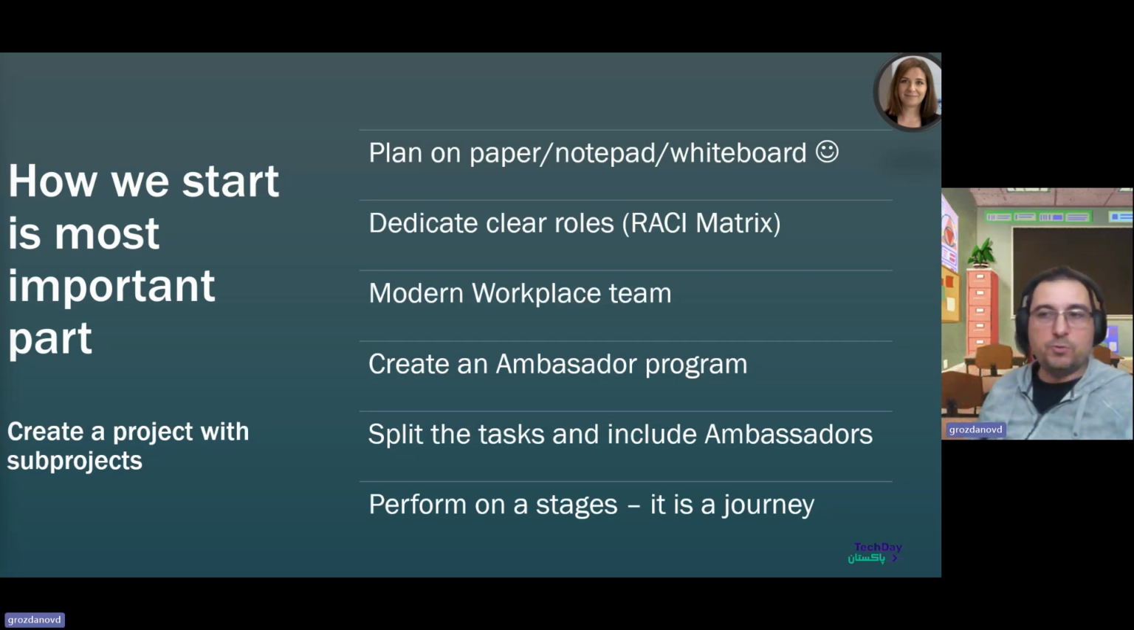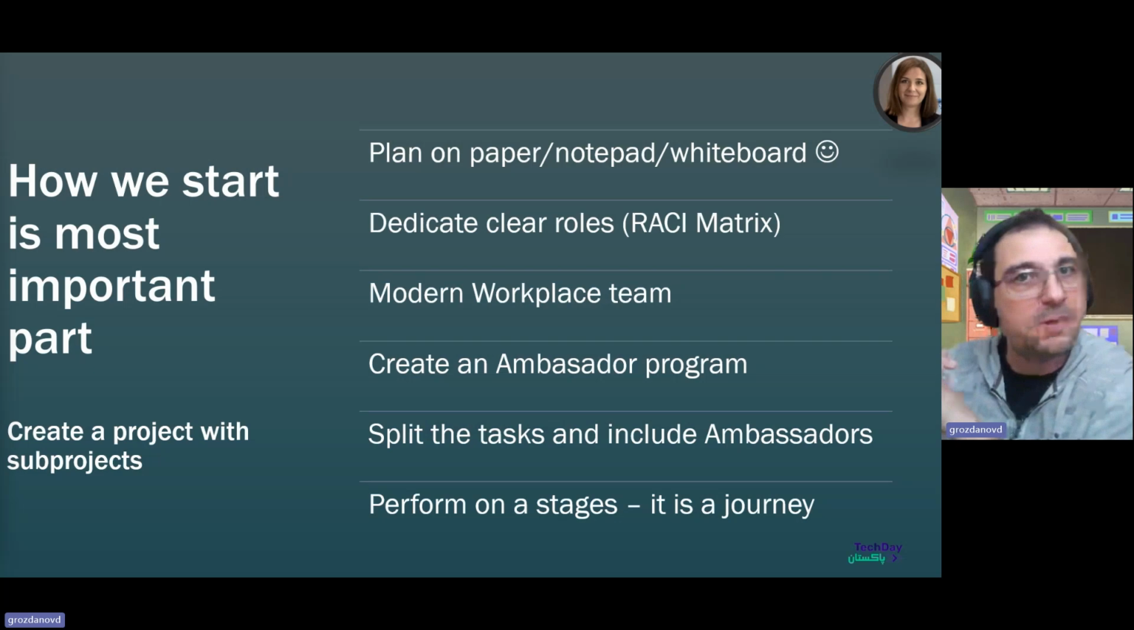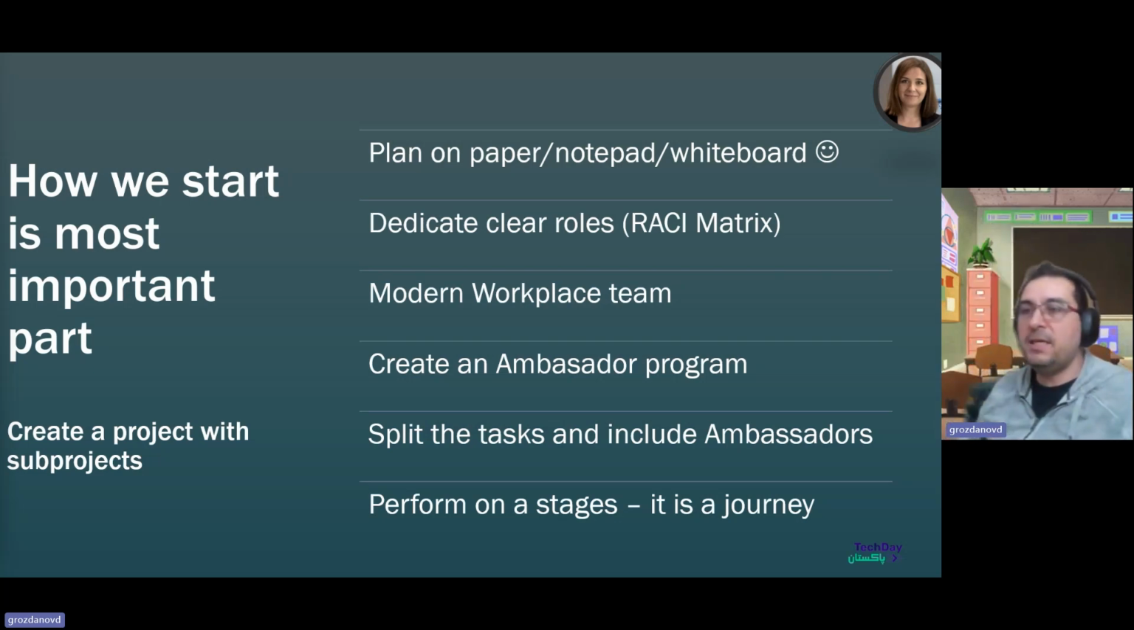Splitting the tasks is also important. So it's a project and then we design a sub-project. It might sound complicated, as project management can be. But in this case, it's to ease the burden on the modern workplace team in handling input from the end users. And we can use the ambassadors as our proxies in this case. So we talk with them, and we create a specific structure.